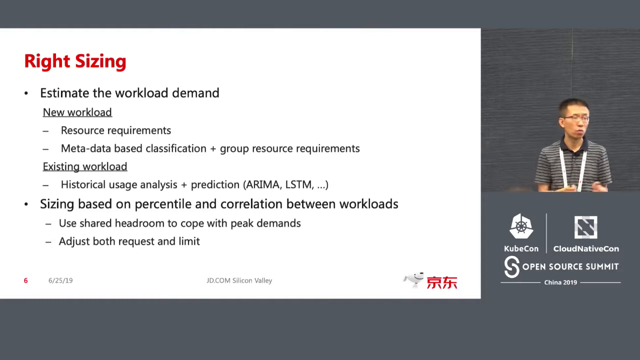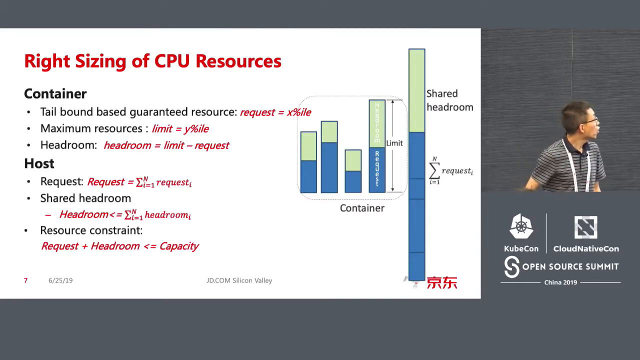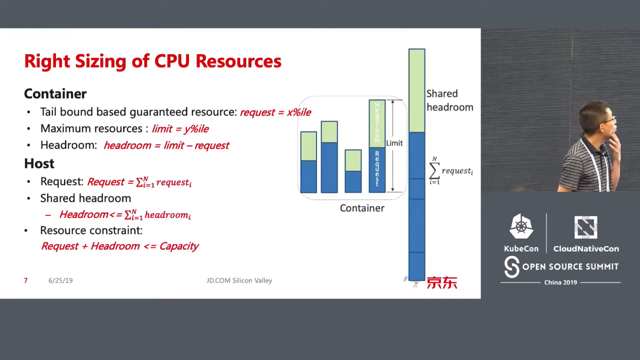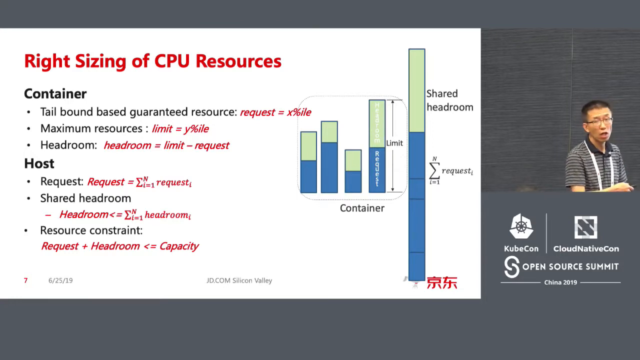For now, most optimization focuses on the request, like this parameter. This is the maximum value and the lowest value. Well, for the basic idea or concept of that, you can see the picture on the right side. For the blue part, this is just allocated the resource according to the historical data statistics and prediction.